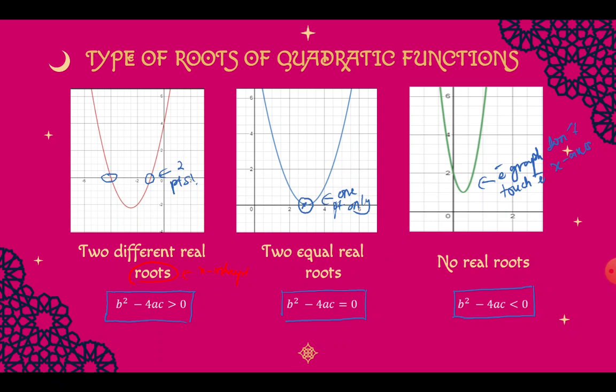The last type of roots is no real roots. For no real roots, the discriminant must be less than 0. How about the graph? The graph will not touch or lie on the x-axis. So that's it. I hope you can understand.